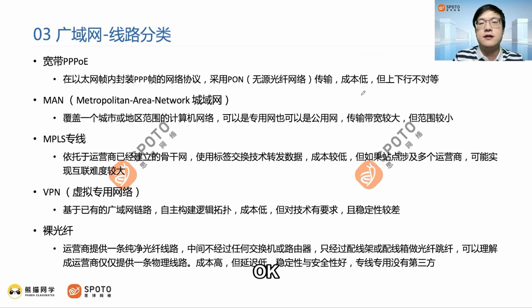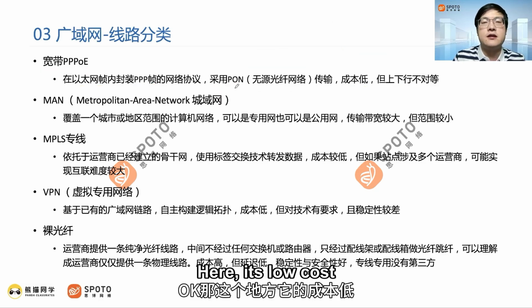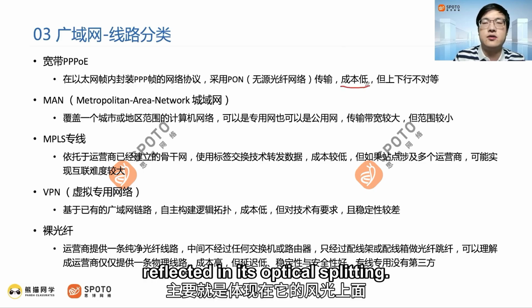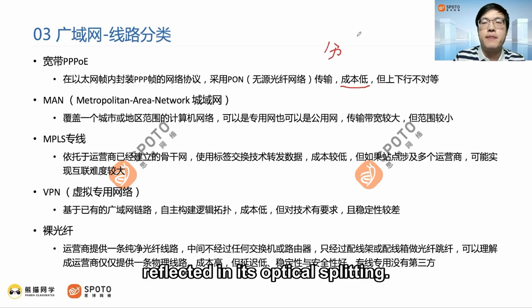Okay. Here, its low cost is mainly reflected in its optical splitting.